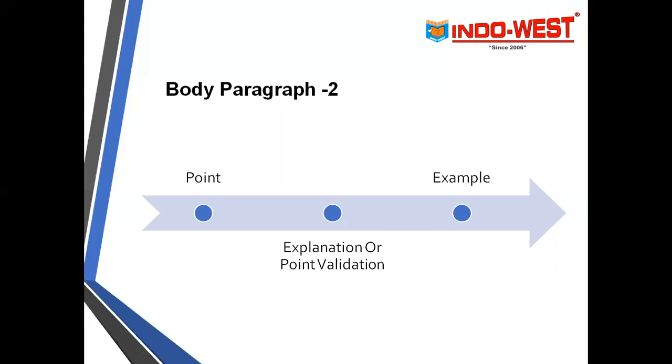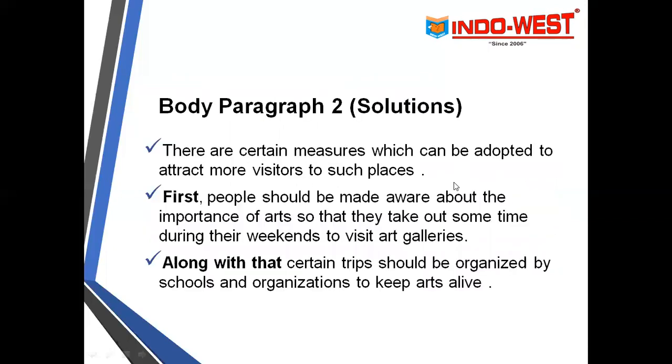Body paragraph 2 also includes point, explanation of point or point validation, and example. In this paragraph, we are supposed to write the solutions. You can begin this paragraph like this. There are certain measures which can be adopted to attract more visitors to such places. Then comes the first solution with a connector, first. And the point is, first, people should be made aware about the importance of arts so that they take out some time during their weekends to visit art galleries.